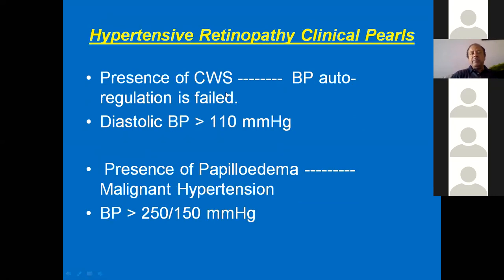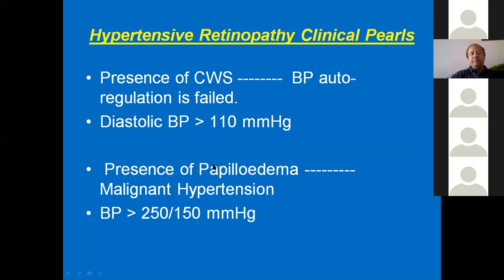Now, just remember these two clinical pearls. If cotton wool spots are present, it means blood pressure autoregulation has failed. In this situation, the diastolic blood pressure is more than 110 millimeter mercury. So, simple presence of cotton wool spots means autoregulation of blood pressure has failed.